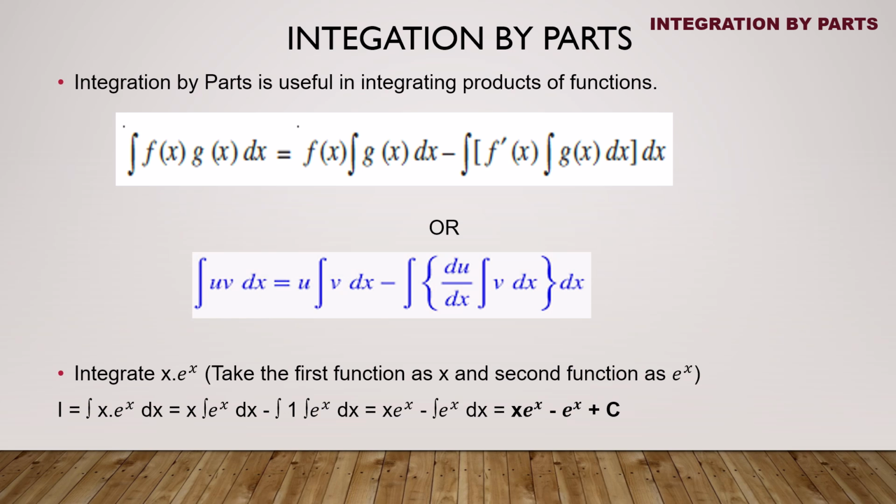So now x into, integral of e raised to x is e raised to x. So x into e raised to x minus integral of 1 into integral of e raised to x. Again, integral of e raised to x is e raised to x. So basically it is integral of 1 into e raised to x, which is integral of e raised to x, which is e raised to x. So the final answer is x into e raised to x minus e raised to x plus c. So this is how the formula works.